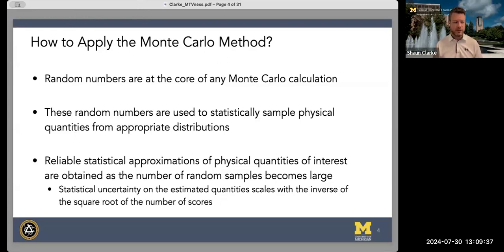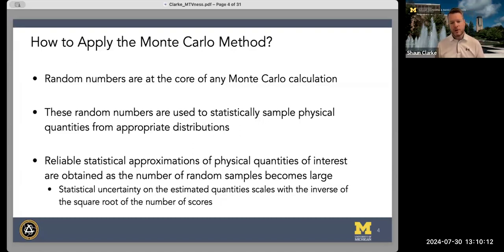And that physical quantity of interest can be anything as simple as the rolling of a dice or something as complex as the behavior of the neutron population in a nuclear reactor and anything in between. As long as the scientist has some understanding of the physical laws that govern those quantities, we can use Monte Carlo or random sampling to predict the behavior of those quantities. The third point there is an important one.